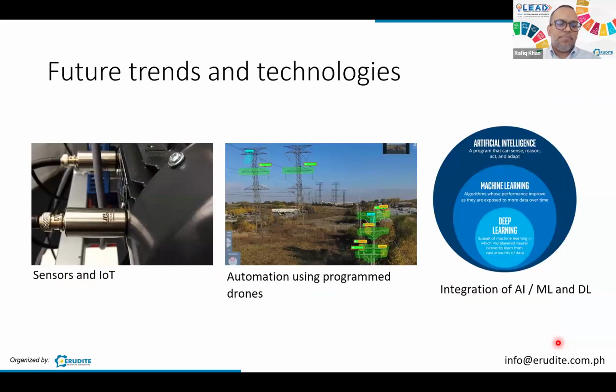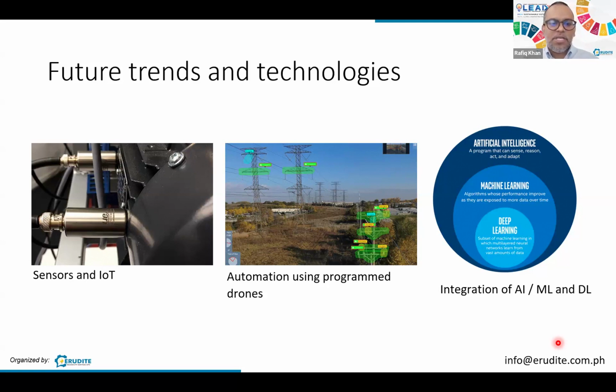Future trends. I think it's already 2024. We should not be saying it's future trends, but there are many new sensors being deployed these days. So sensors that you can already install in equipment, giving you live results by IoT, Internet of Things. And you can really plug and play which parts of the equipment you want to monitor. It gives you a lot of power, sensors and IoT.